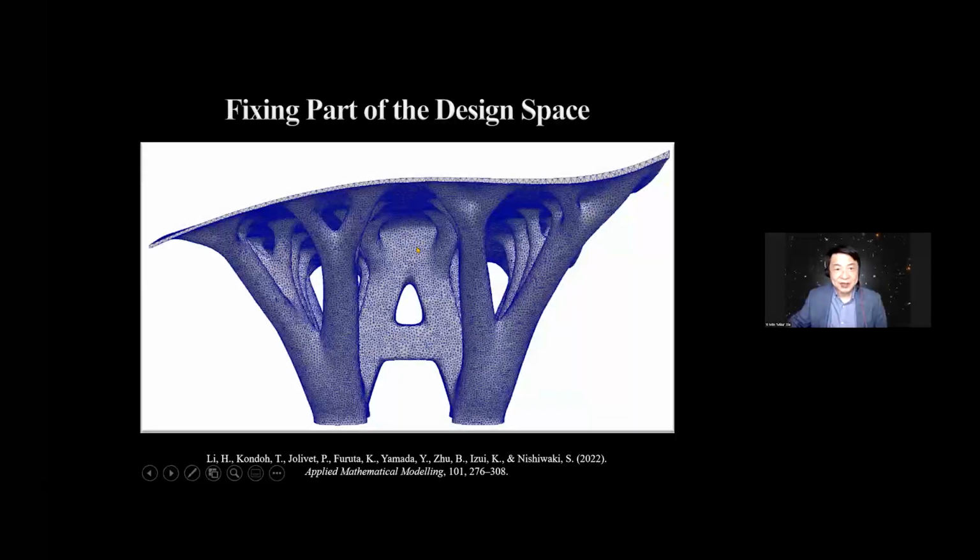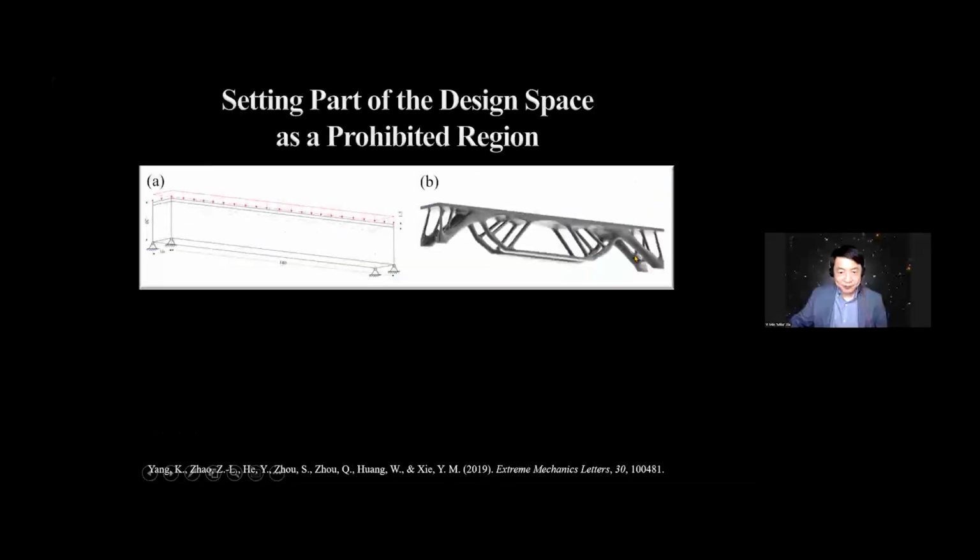No matter what change you have, this is something we have to preserve. So by fixing part of the design domain, we will be able to find a quite innovative shape. It seems A is a restraint, but this constraint actually creates some opportunity for some unusual shapes. It can also set part of the design domain as a prohibited region.